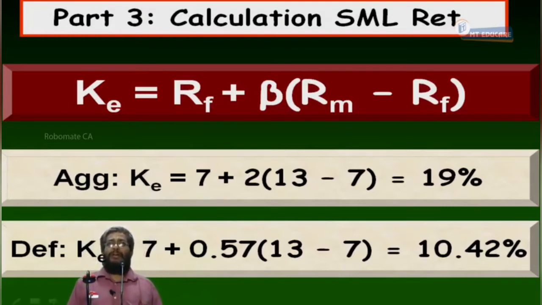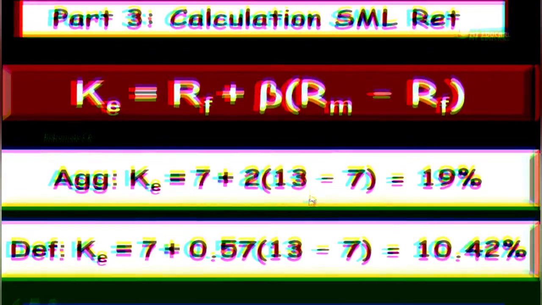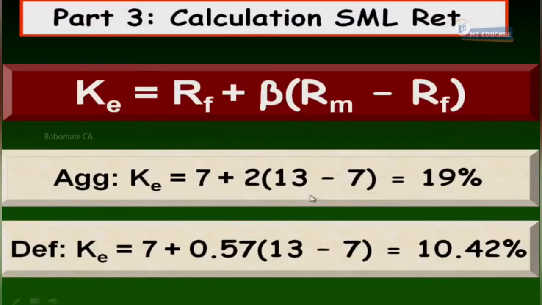Tell me, for market risk, I want a premium of 13 minus 7. How much percentage? 6%. Enough or not? That is for a beta of what? 1. But for my beta of 2, I want more than 6% premium. How much premium? 12% premium, plus 7. You say I want 19% return for taking this particular risk. Right or not?